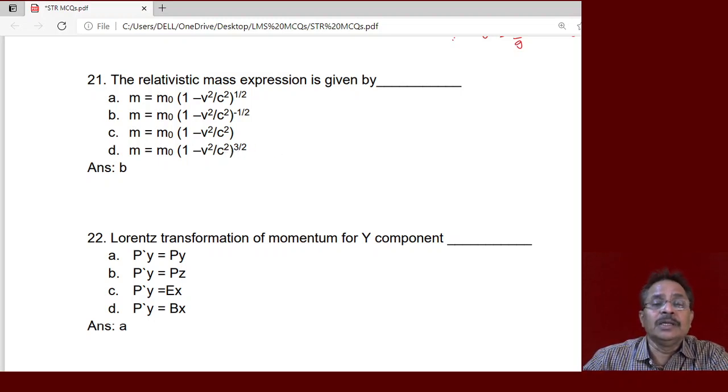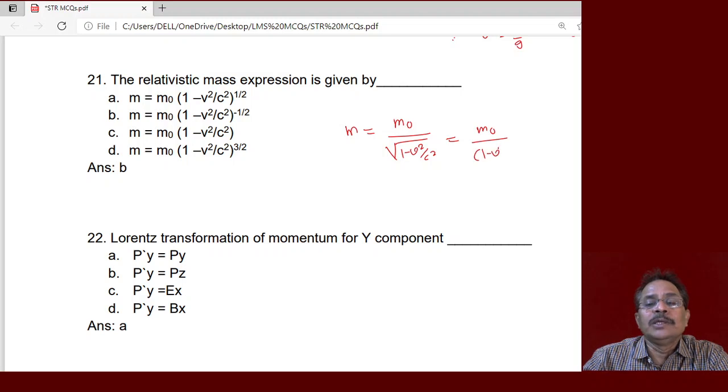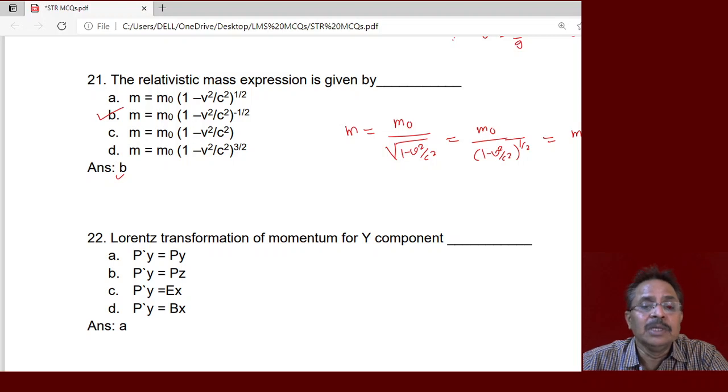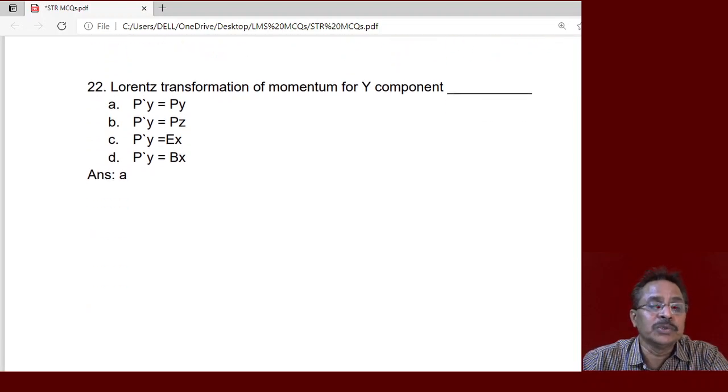As we have seen earlier, the relativistic mass, the mass in motion, is equal to the mass at rest divided by square root of 1 minus v square upon c square. So this formula is m0 upon 1 minus v square upon c square raised to half. If it is taken to the numerator, it can be written as m0 times 1 minus v square upon c square raised to minus half. Therefore B is the correct option for this question number 21. This is a simple theoretical question. We are not supposed to calculate anything here.